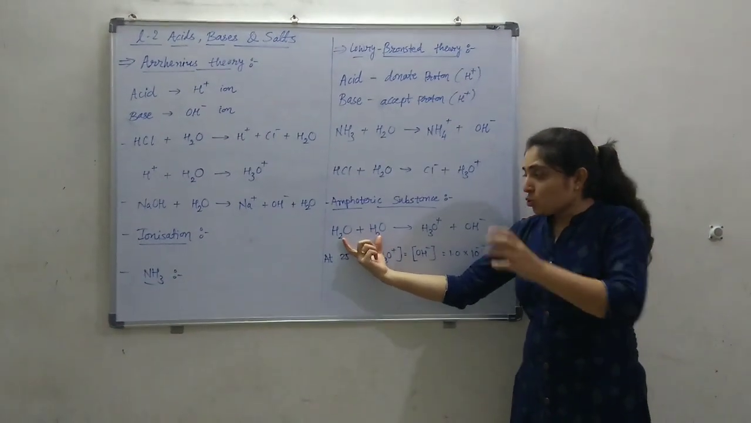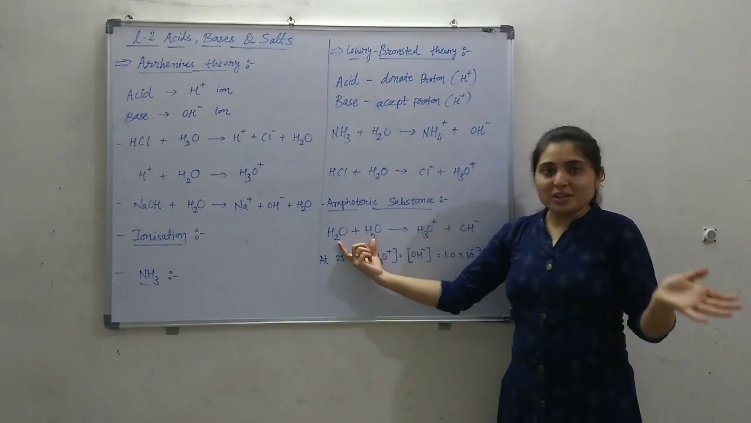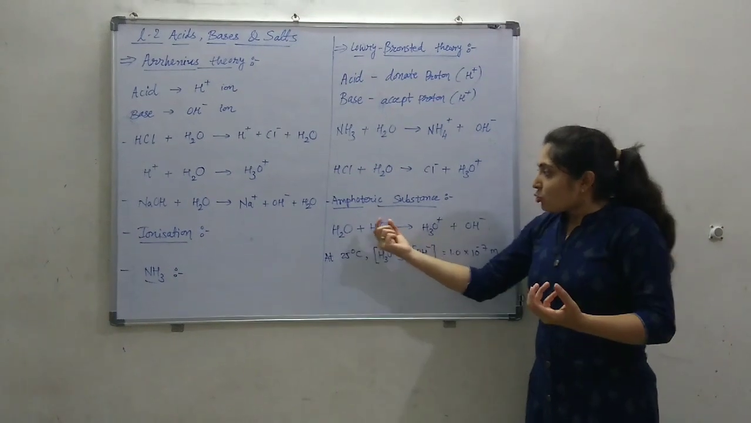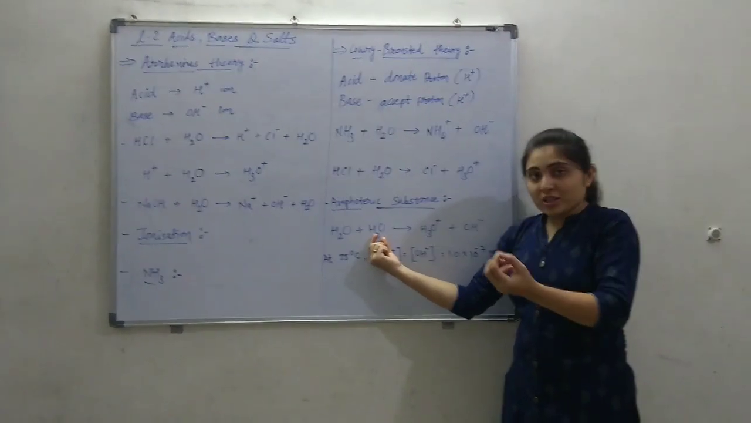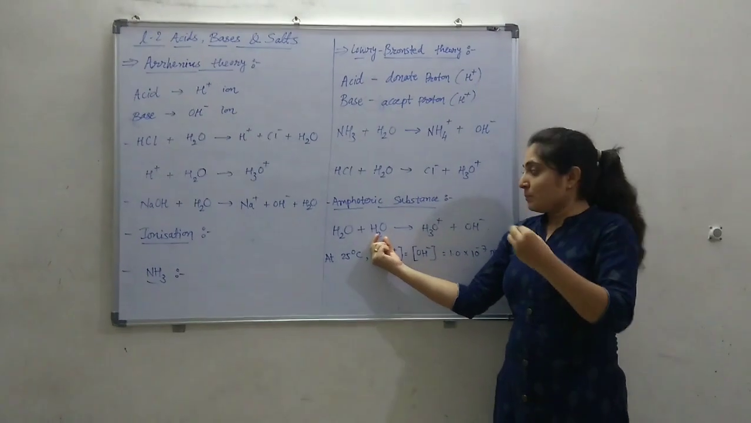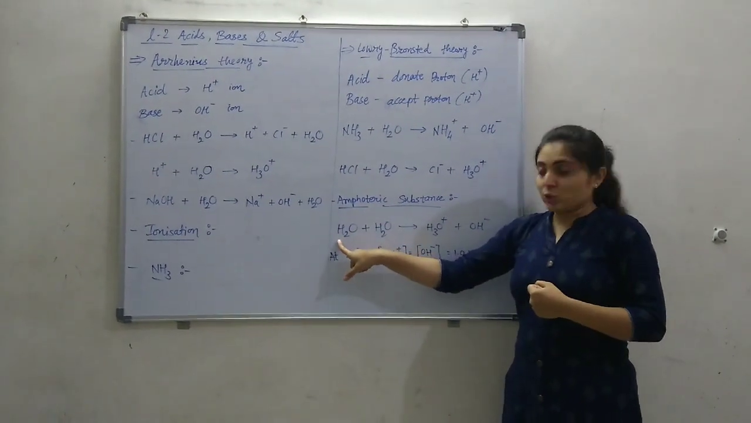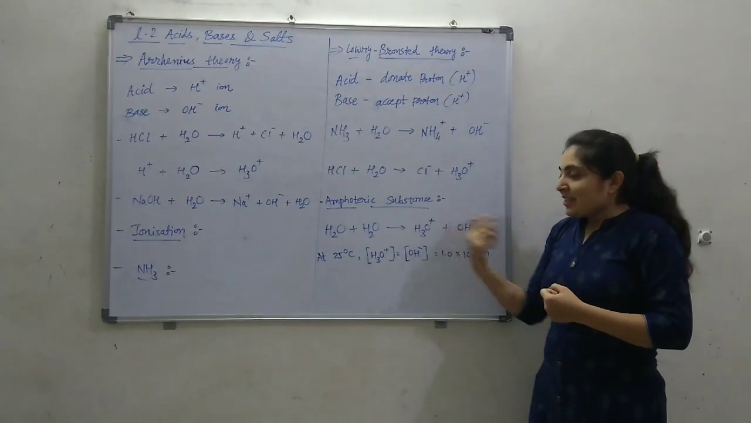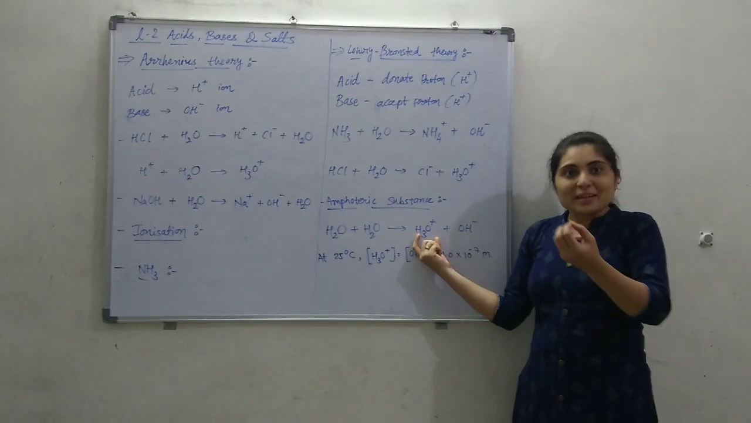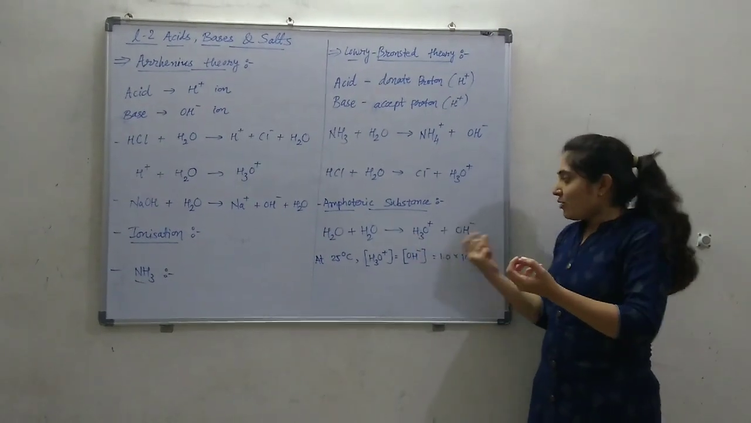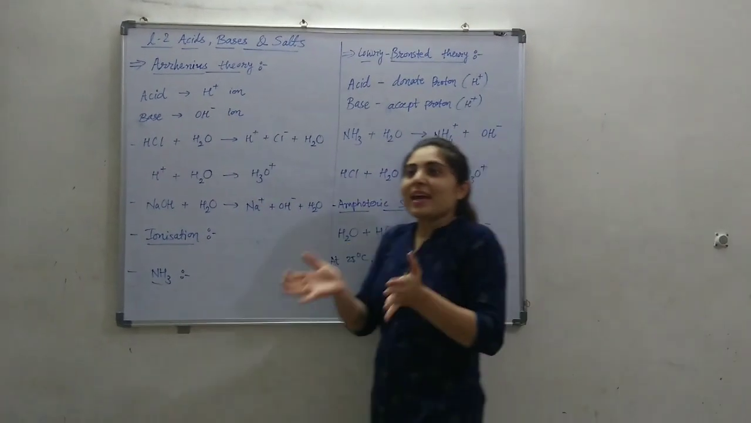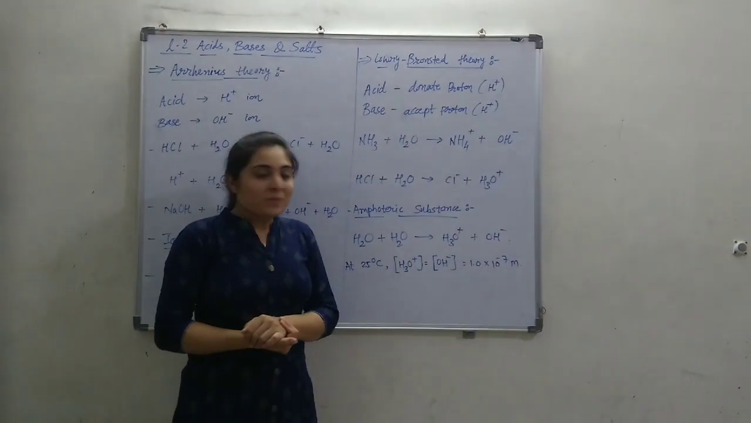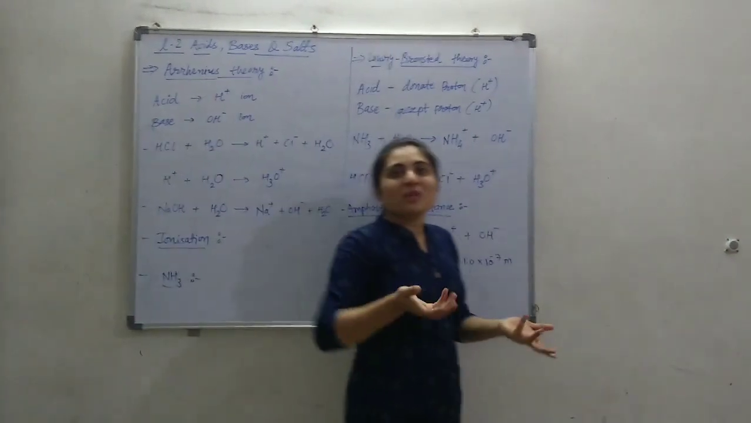So there are many H2O molecules in water. From one H2O molecule, H plus is added to another H2O molecule, making H3O plus and OH minus. So yes, it has H3O plus, that means positive H plus ion, and OH minus also. So it has an acidic element and a basic element both, right? That's why it is acidic and basic both.